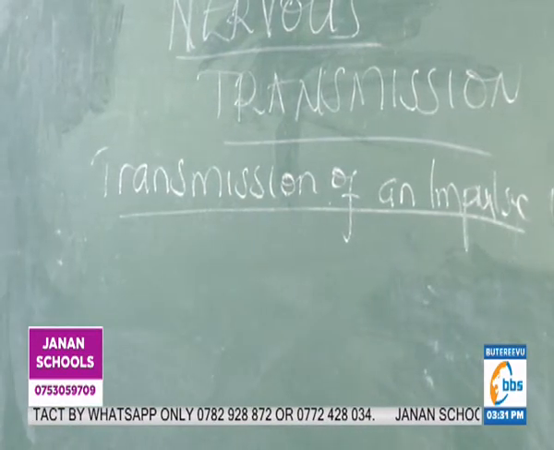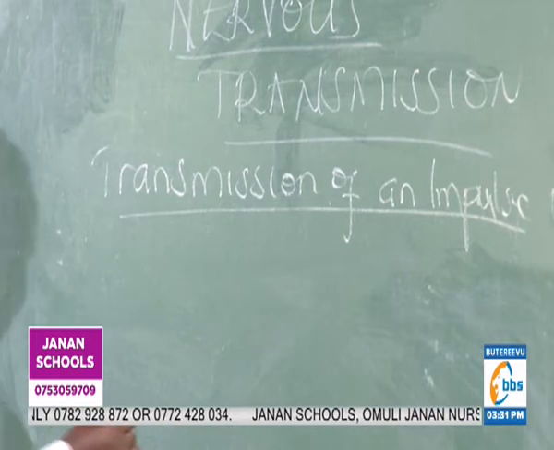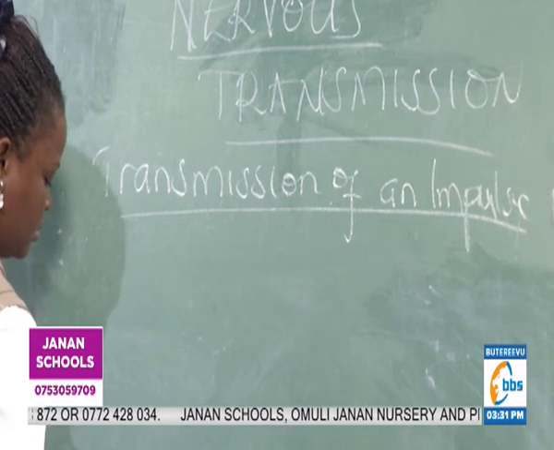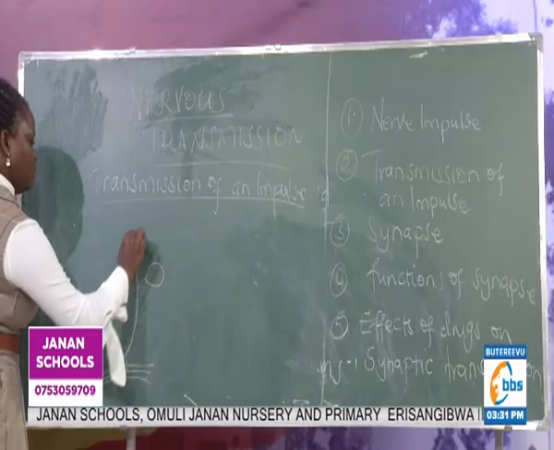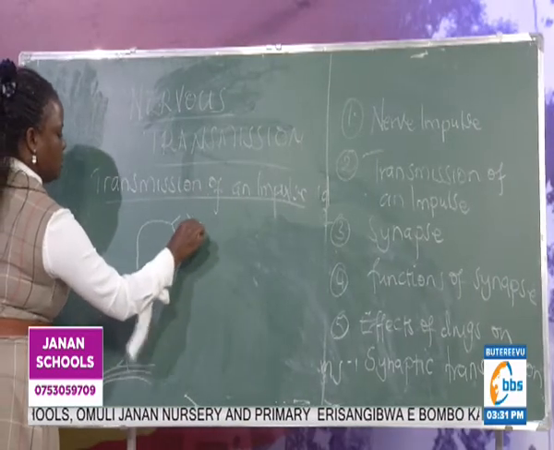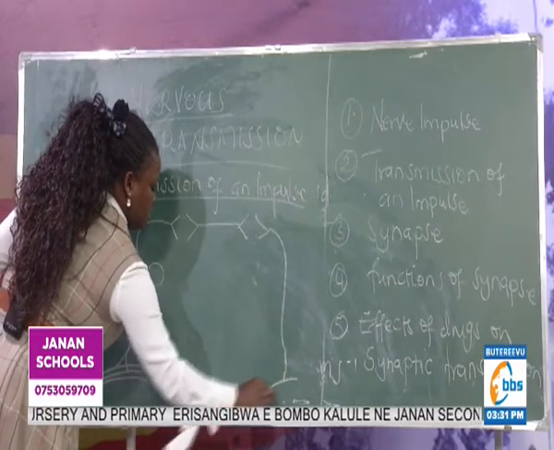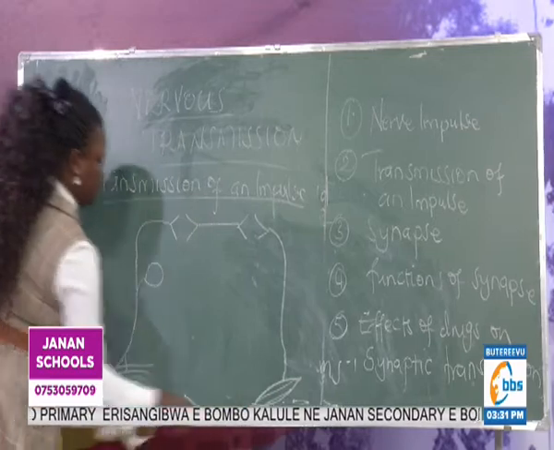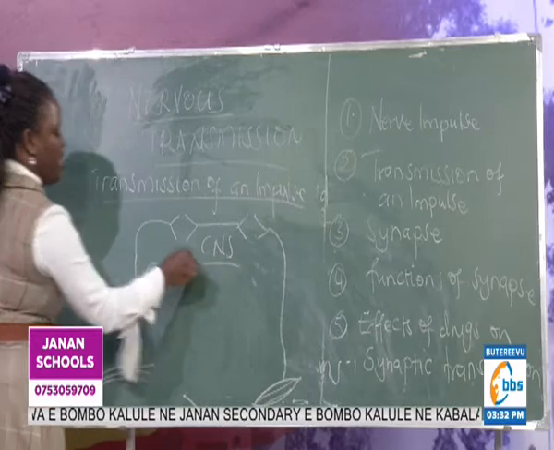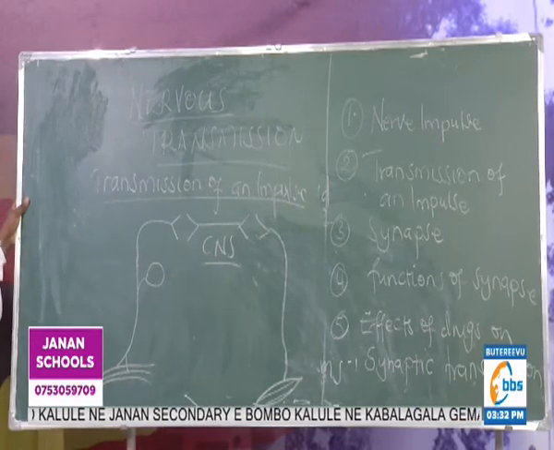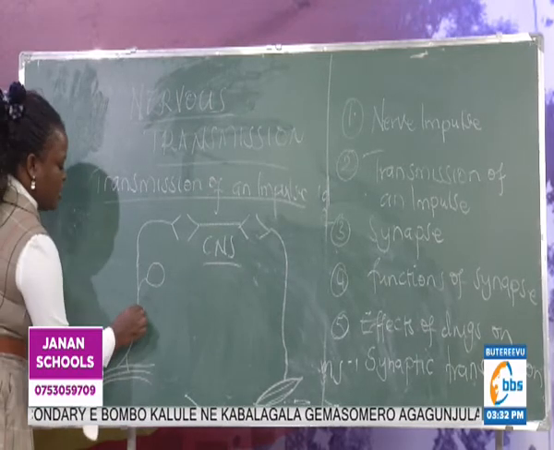So remember last time I showed you how these neurons are always arranged in our body? So we have three basic neurons. This is our central nervous system. Whenever I talk about the central nervous system, what should come to your mind is the brain, or maybe the spinal cord. So this is the sensory neuron.